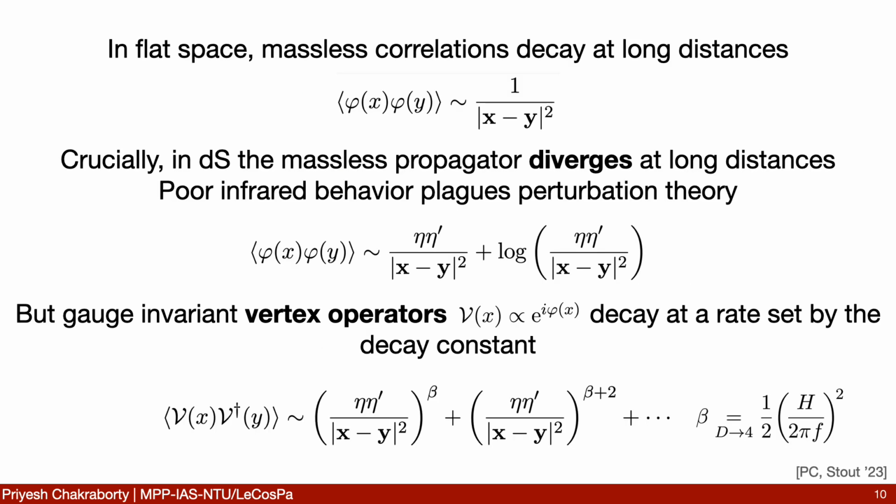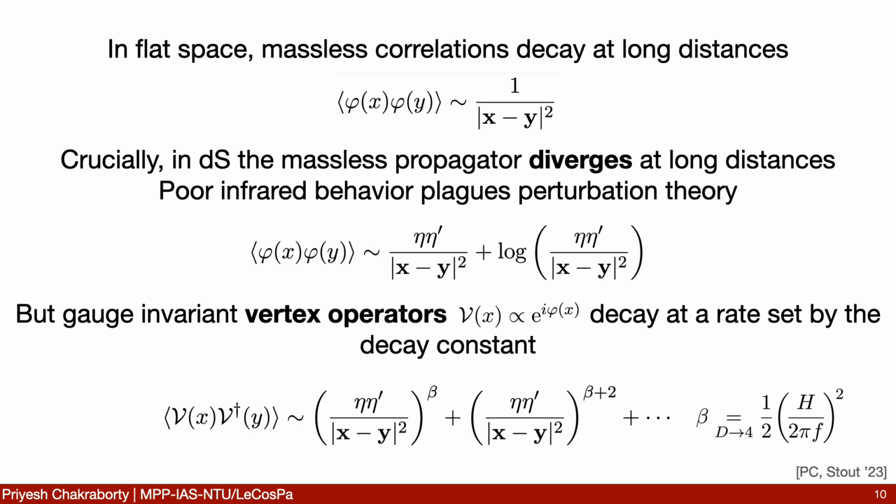And the way we can try and address that is by studying the 2-point function of massless scalar fields. So first let's remind ourselves: if I study the 2-point function of a massless scalar in flat space, its 2-point function decays with distance. But in de Sitter, the same is not true. Its 2-point function actually grows logarithmically with distance.